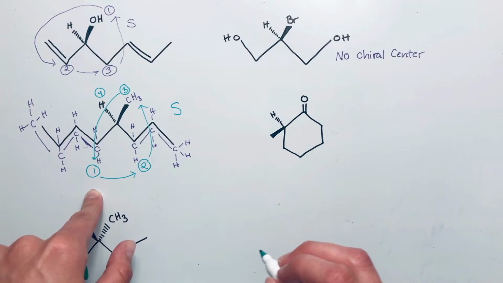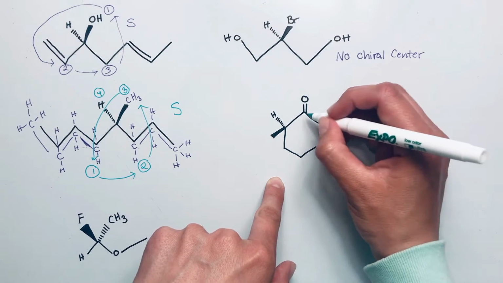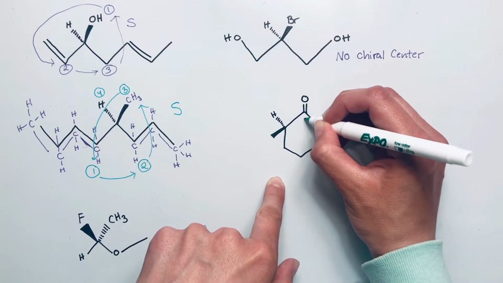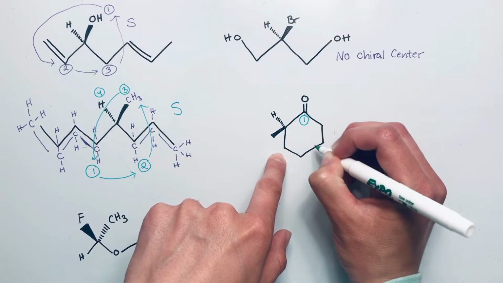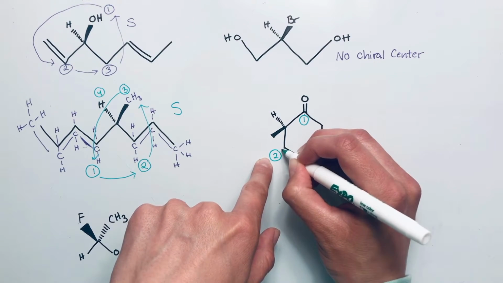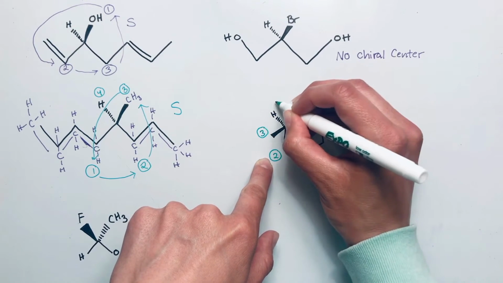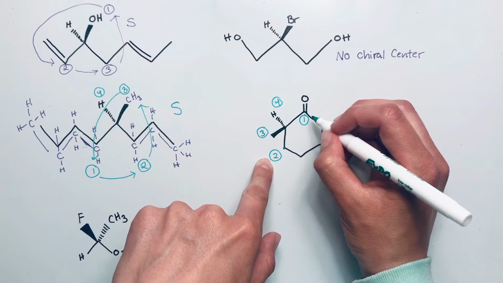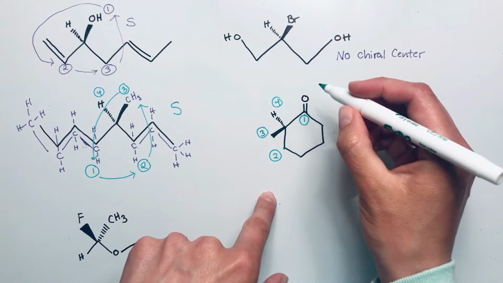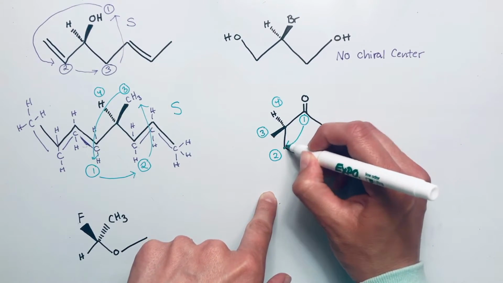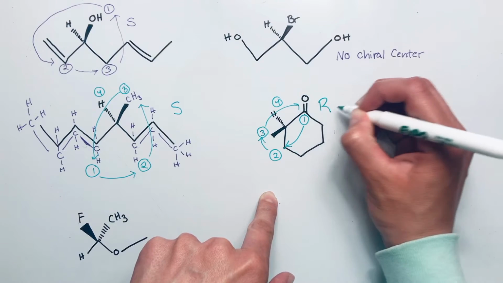Okay, next one right here. Let's see what we've got going on. Who is going to get number 1? Well, this carbon has an oxygen attached to it, so let's make that one number 1. This one has a whole chain behind it, so we'll make that one number 2. This one right here will be left as number 3. And again, number 4 is hydrogen. So, 1 to 2 to 3, back around. This is going to be R, clockwise.